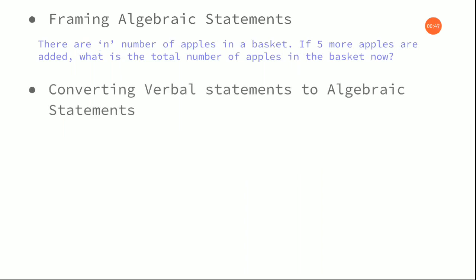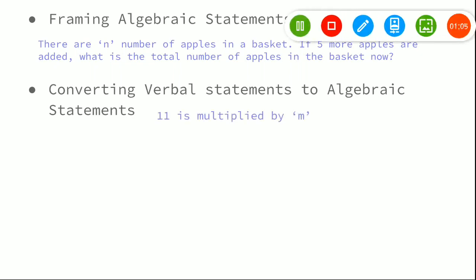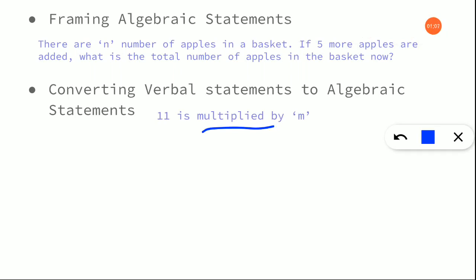The next concept we learnt is converting verbal statements to algebraic statements. The same thing that we learned previously. Here also it will be given in the form of a verbal statement and we are going to convert it to an algebraic statement. 11 is multiplied by m. The keyword multiplied tells us that there is a cross sign here. So this is how we will represent it as an algebraic statement.